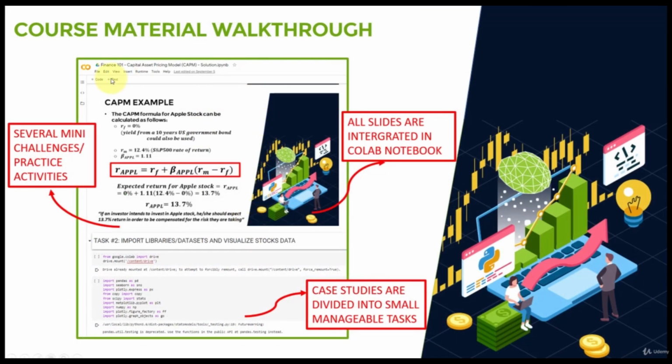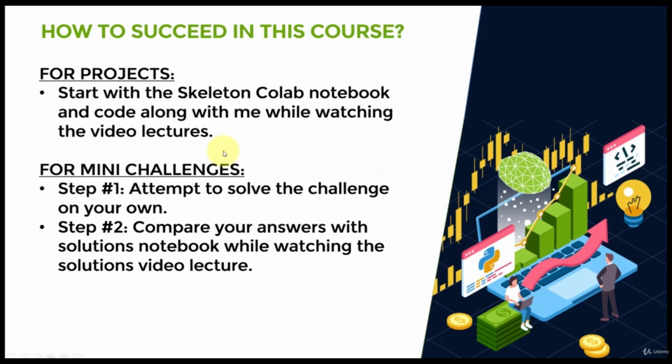So that concludes the course materials walkthrough. The next tip is how to succeed in this course. My recommendation for projects is to start with the Skeleton Colab notebook and code along with me while watching the video lectures. Again, that would be a lot more effective. And for mini challenges, please attempt to solve the mini challenge on your own, and then compare your answers with the solution notebook while watching the solutions video lecture. That would be a lot more effective. You will learn by doing, and you will master Python for financial analysis.